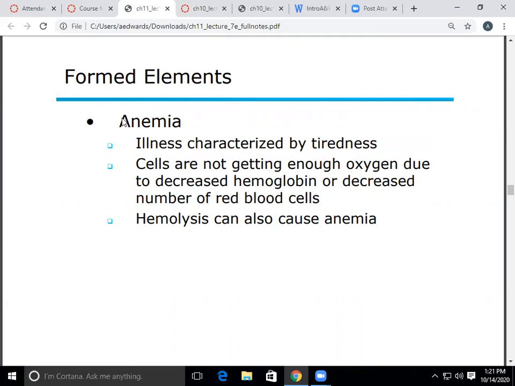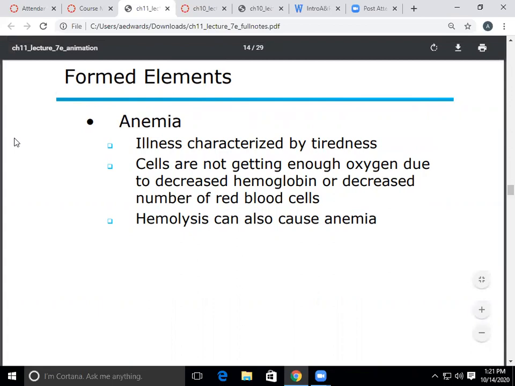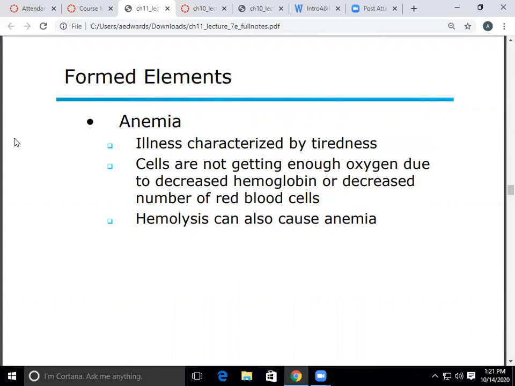A medical condition related to formed elements is anemia. It's an illness that's characterized by being tired. Part of that has to do with cells not getting enough oxygen, and that happens because of decreased levels of hemoglobin or decreased numbers of red blood cells. Anemia can also be caused by hemolysis, or basically breaking down of your blood cells, red blood cells in particular.